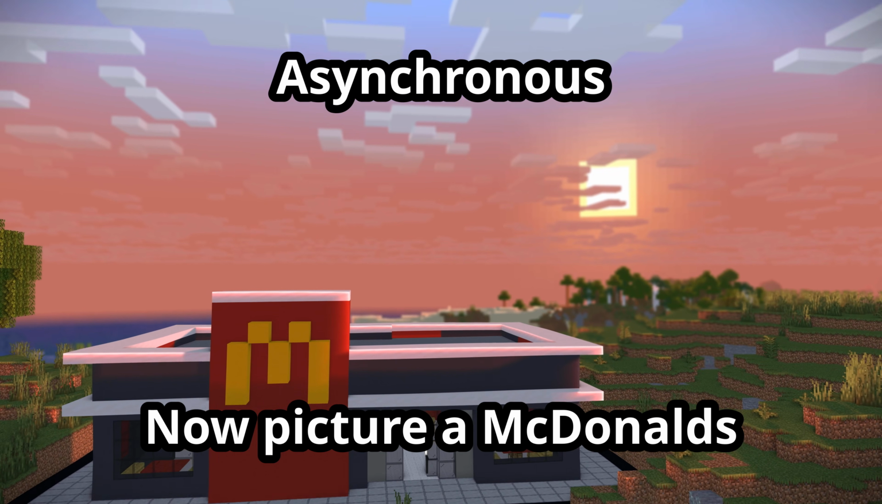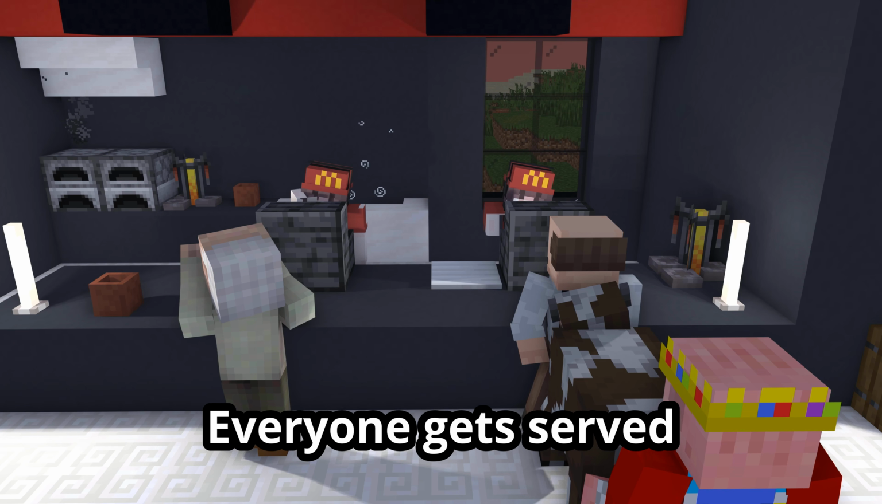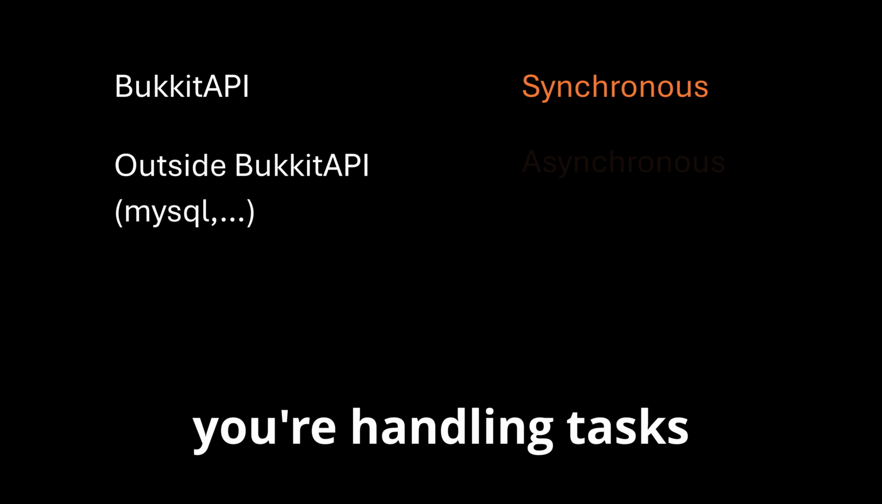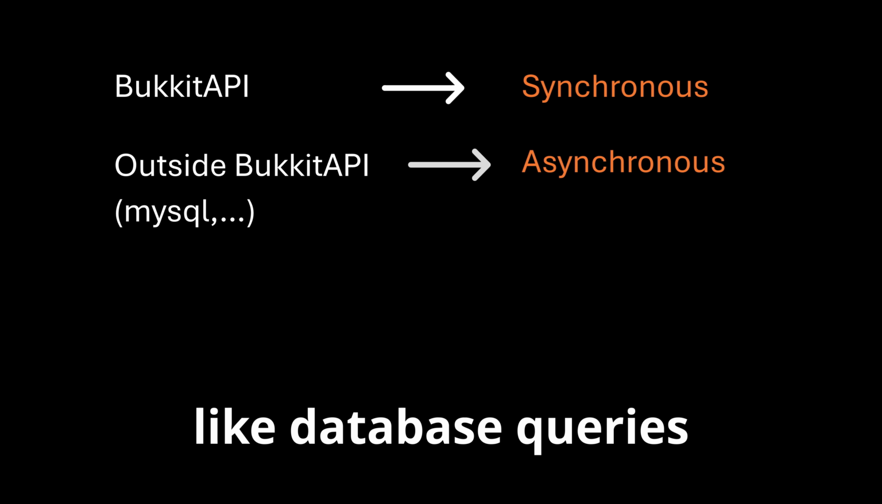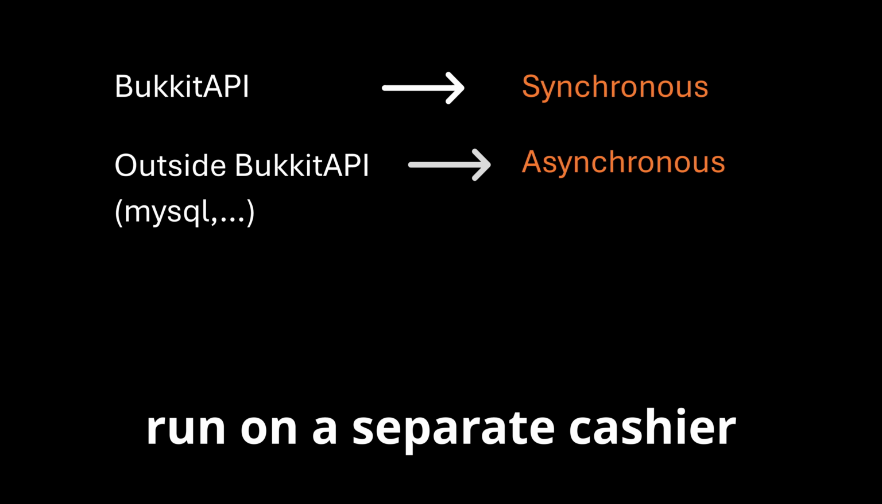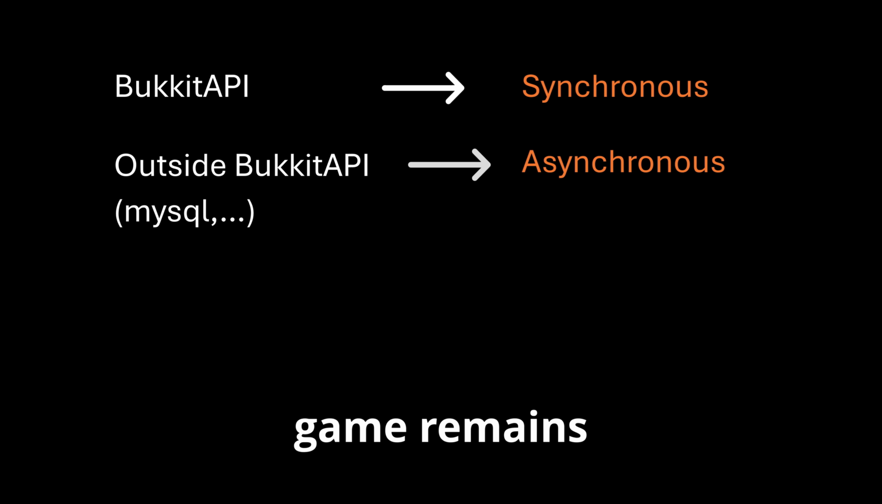Now, picture a McDonald's with multiple cashiers. Everyone gets served at the same time. So, should you always use async then? No! Most of the Bukkit API isn't designed for async operations and will break if used that way. You should stick to synchronous execution unless you're handling tasks outside of Bukkit, like database queries. In that case, those heavy tasks can run on a separate cashier, ensuring the game remains smooth and uninterrupted.